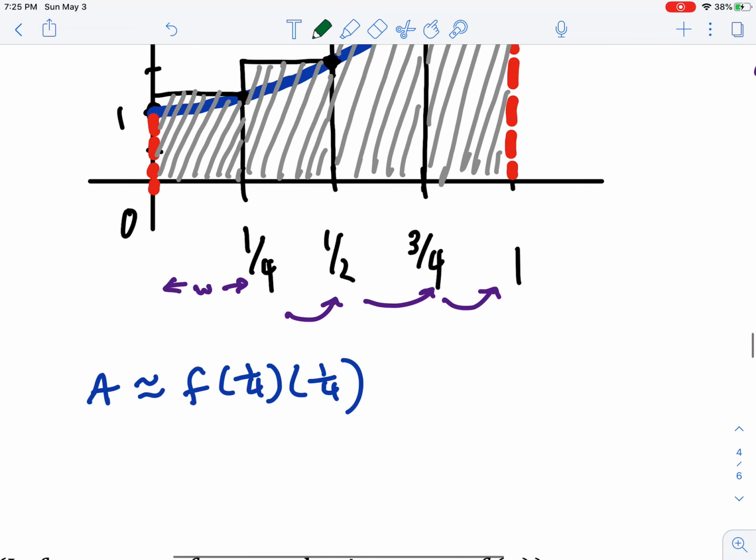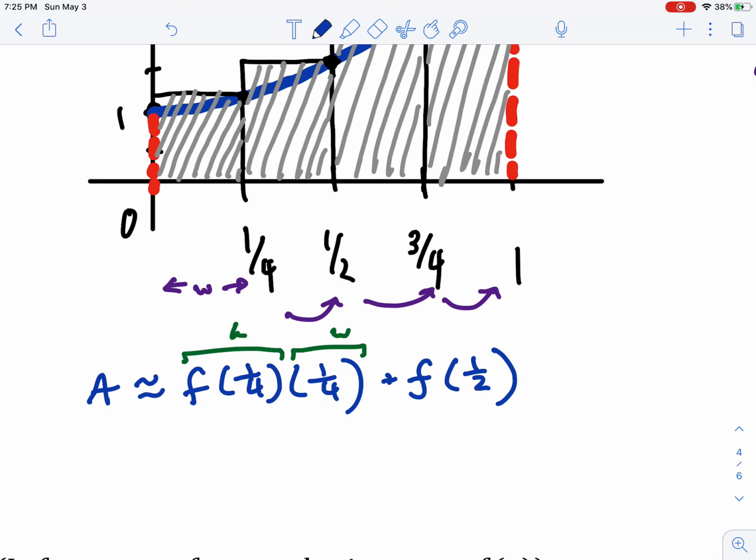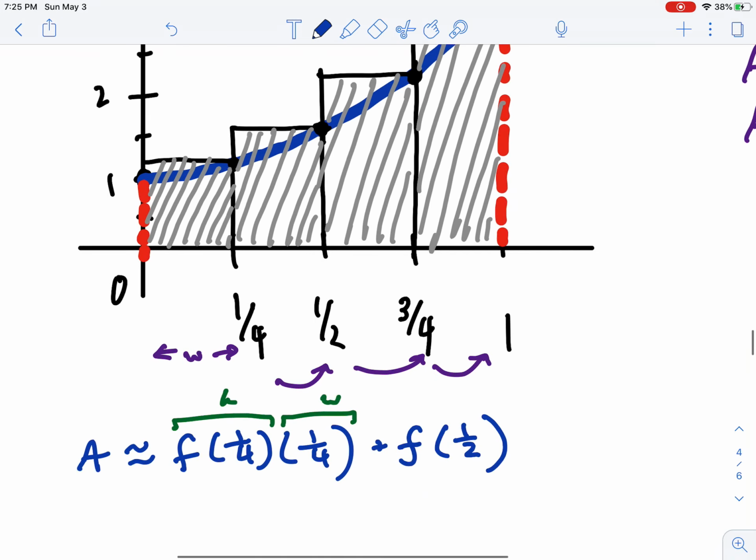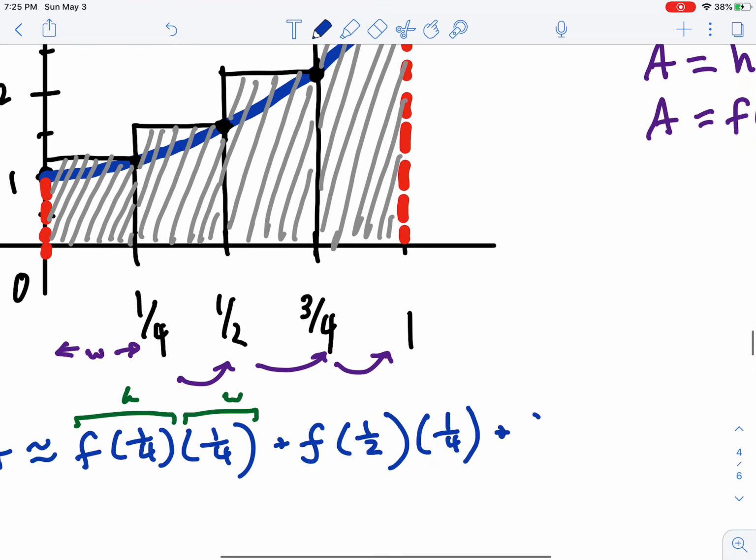And let me just make sure we're understanding what we're saying here. This is, again, our height, and this is our width. Okay, plus f of, in this case, 1/2. So at f of 1/2, we had this particular y value, which represents the height of this next rectangle. f of 1/2 times, what is our delta x? It's still going to be 1/4.